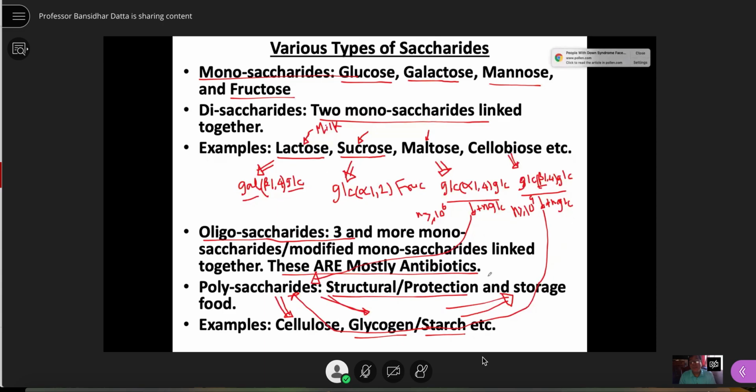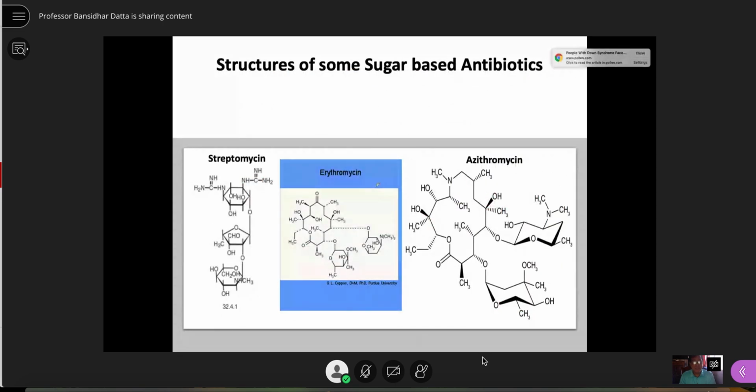We have many antibiotics, many different classes, and I'm giving you the structure only. Just look at it, and you can write the names, of course. Streptomycin, definitely you have heard of it. It's a broad range of antibiotics. It kills different strains of bacteria, gram-positive and gram-negative combined.